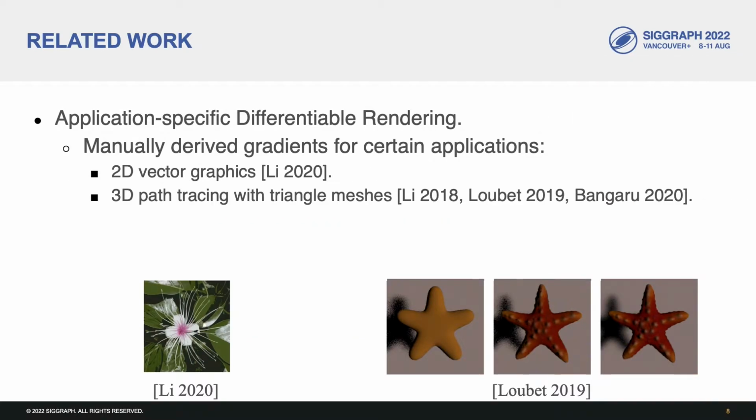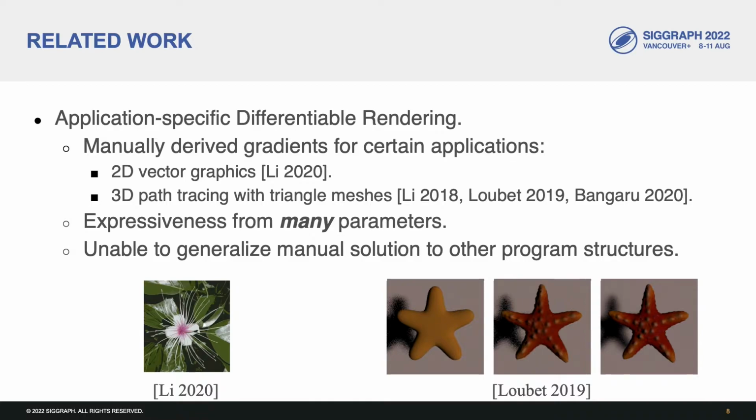Aside from TAG, many researchers have manually derived gradients for discontinuities on specific applications, such as for vector graphics or for 3D path tracers. They all work well in their individual domain, but the expressiveness of the framework comes from the massive number of parameters in the programs, such as the spline paths or vertices of triangle meshes. The discontinuity pattern, on the other hand, stays similar so that the manually derived solution can be used. As a result, it's hard to generalize these application-specific solutions to arbitrary program structures.